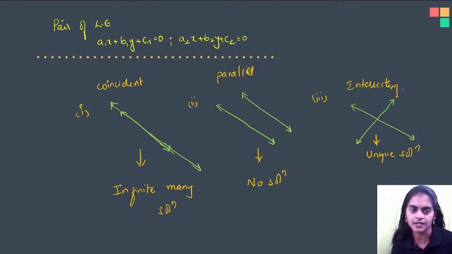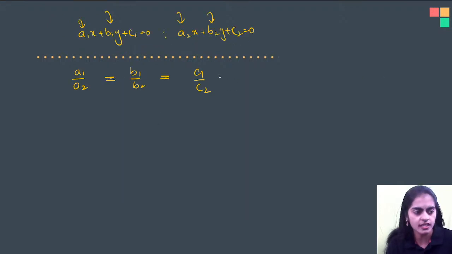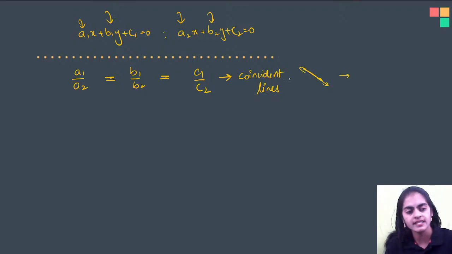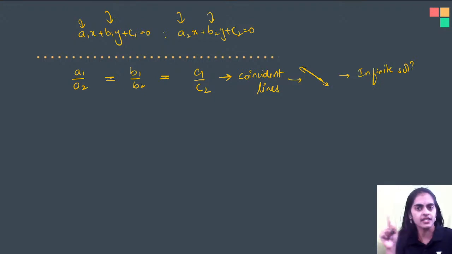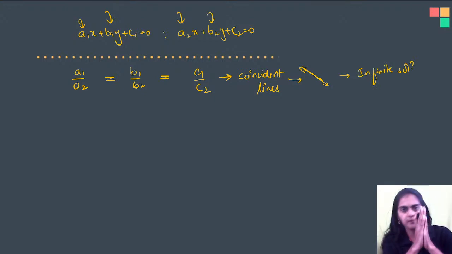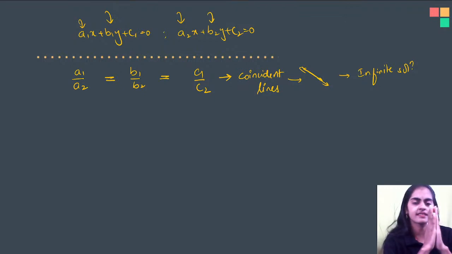So the first case: if all the ratios are equal, they represent coincident lines. Coincident lines means one above the other, the same lines. And just now we have learned coincident lines have infinite solutions. If all the ratios are the same, see here. I'm going to explain this with my hands so that you will remember it very well. This is the trick.